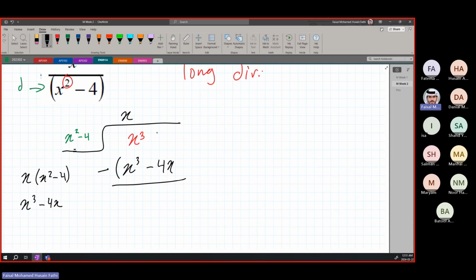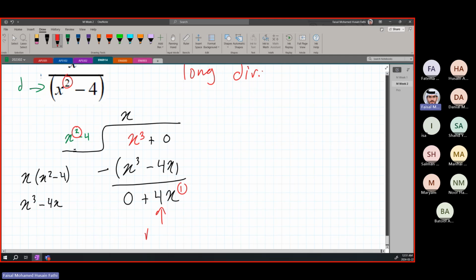We subtract. If you don't have anything here, it's basically as if saying it's plus 0. x cubed minus x cubed becomes 0. 0 minus minus 4x, or 0 plus 4x, equals plus 4x. Now, if you notice here, the power is 1. The power here is smaller than the power here. So this is a remainder.